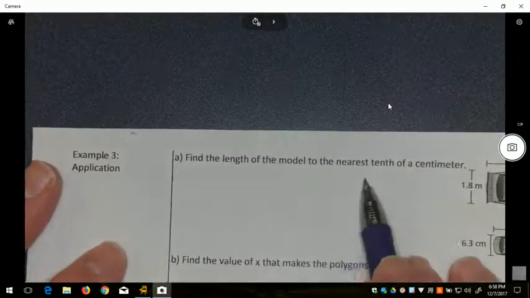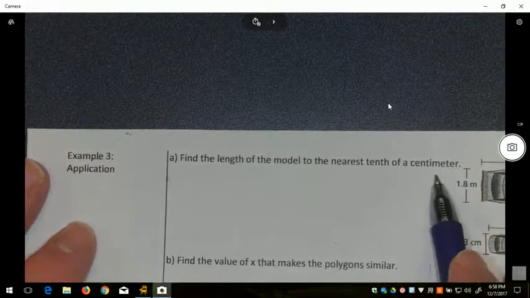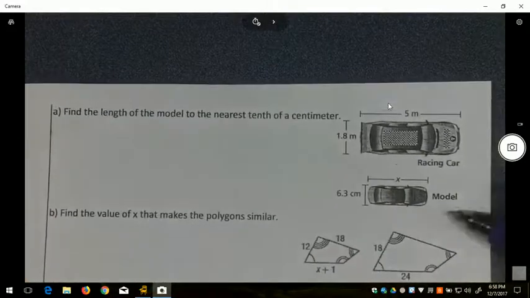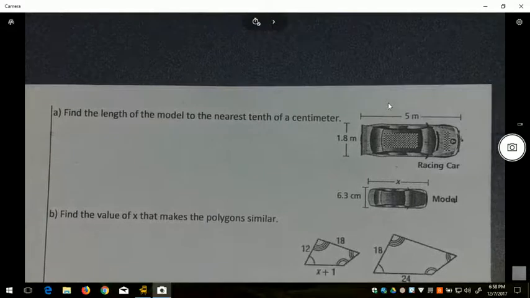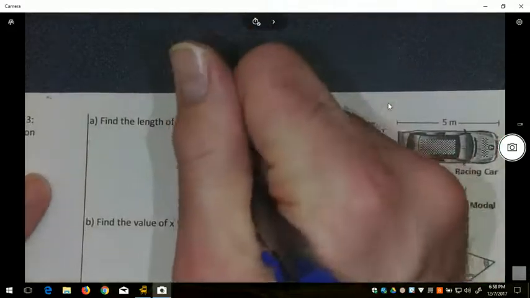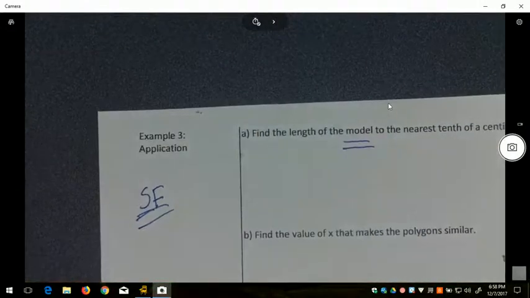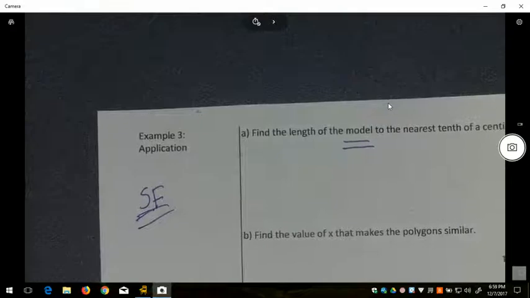Find the length of the model to the nearest centimeter. We've done model problems before, or modeling problems before, involving scale factor. Now they've told us model, and they've told us the racing car. Well, when we deal with models or scale factors for models, it's a little bit different than for similar polygons and for items that have been dilated where we have an image and a pre-image.